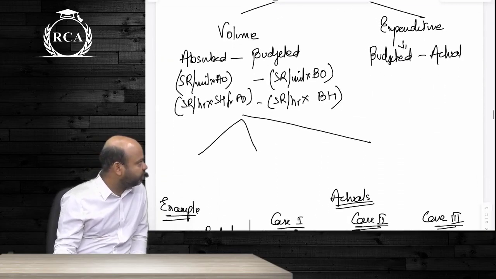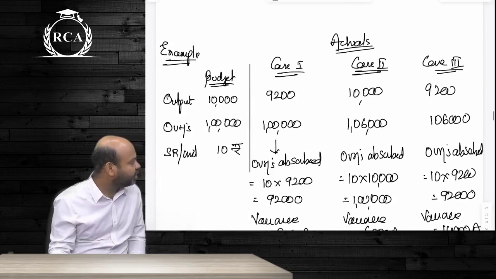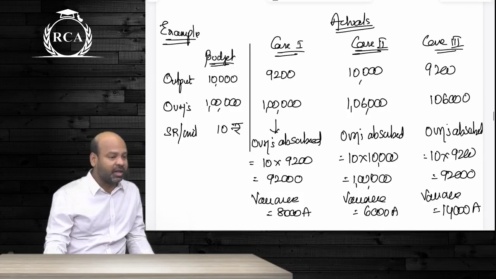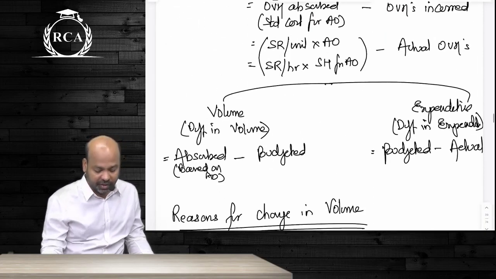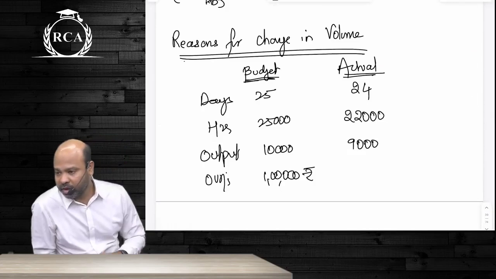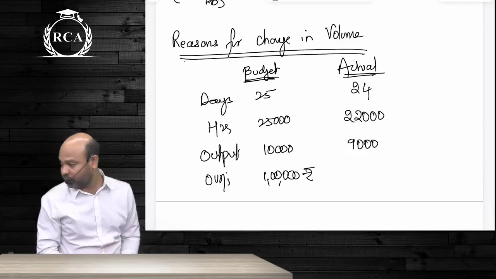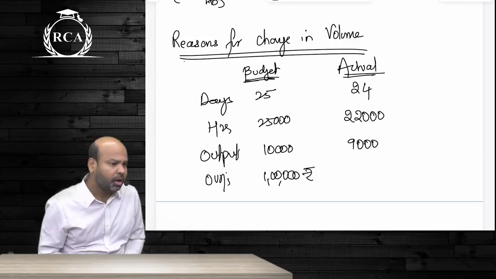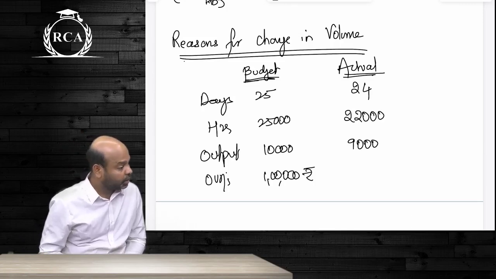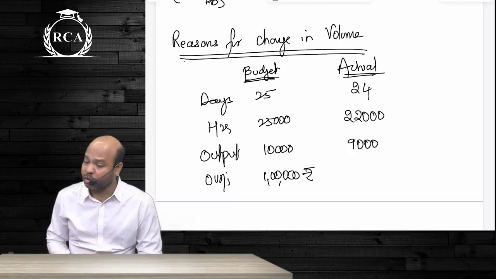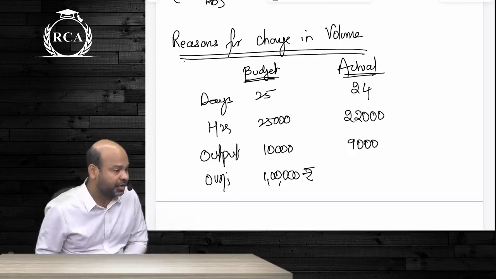Volume variance is further segregated into three things. There is calendar variance, there is capacity variance, and then there is efficiency variance. I said your volume can change, first factor, on account of change in number of working days. If you were supposed to work for 25 days and you've actually worked for say 27 days, is it going to be favorable or adverse? Prima facie favorable. You do not have to worry about whether there's actually an increase in output or not. That will all be taken care of by capacity or efficiency variance.